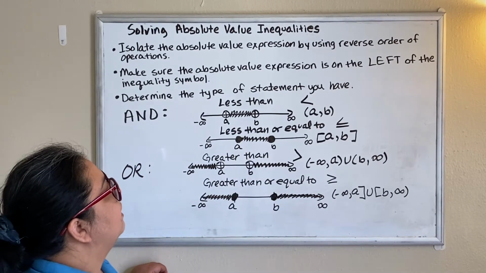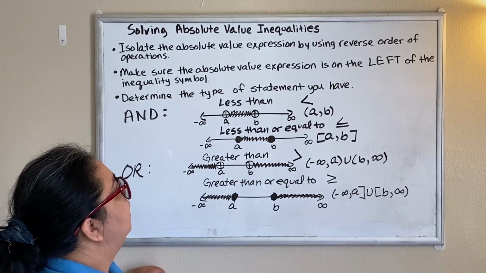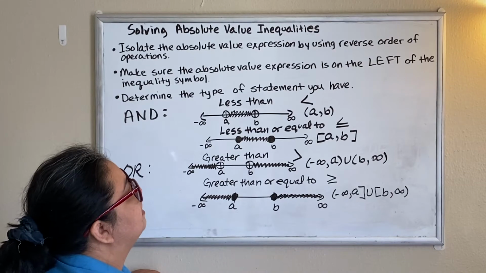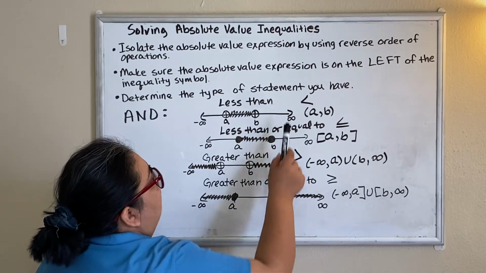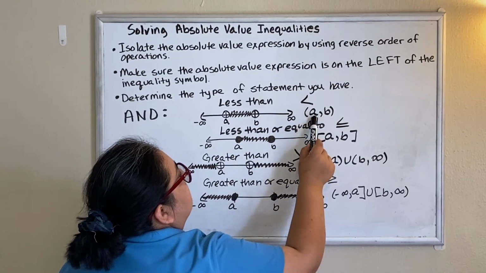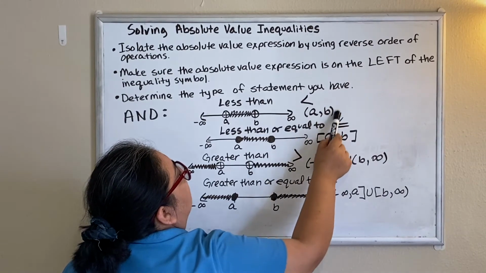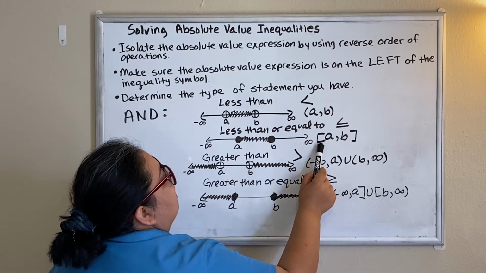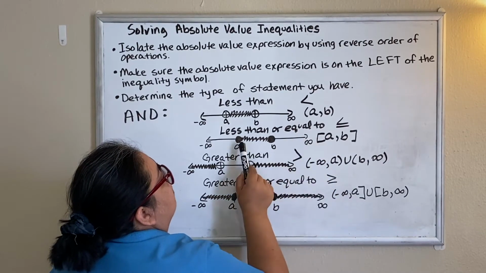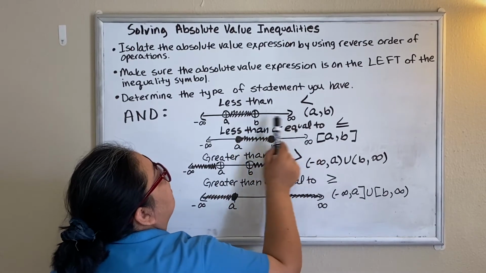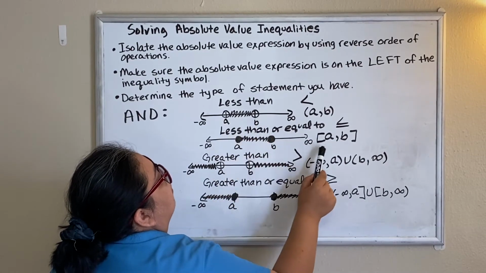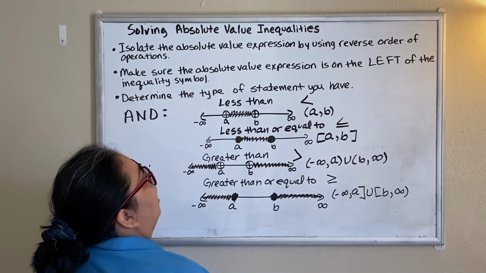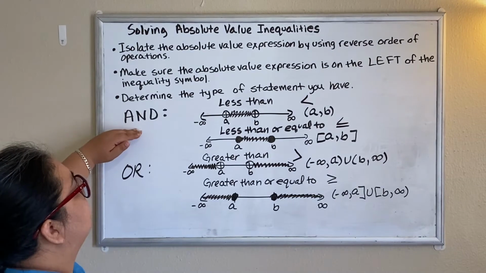Now, we also write this in something called interval notation. Interval notation basically just states the first value and states the last value. And the way we write that with less than is parentheses, the first value, comma, the second value, close parentheses. With less than or equal to, we're going to have brackets instead of parentheses. The brackets means we're including the numbers. The parentheses means we're not including the numbers. So we would have bracket, the first number, comma, the second number, and then a bracket. So that's the and statement.